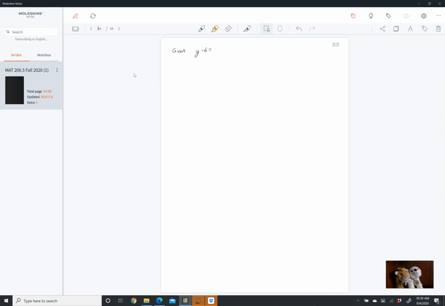Let's say y minus 6 is equal to negative 2/5 times x plus 3. Let's write the equation of a parallel line. So remember, the symbol for parallel is two lines next to each other.